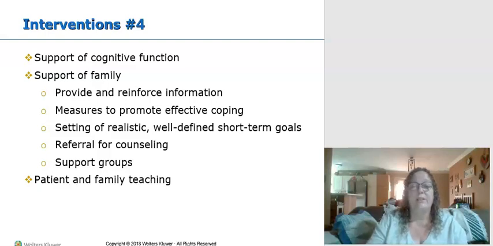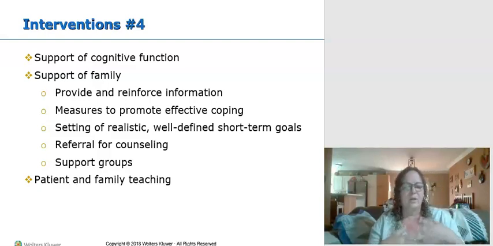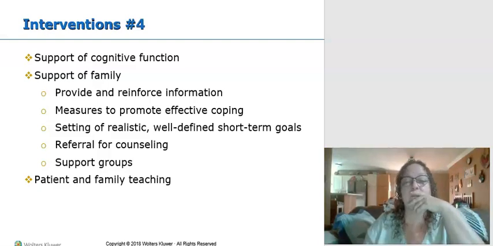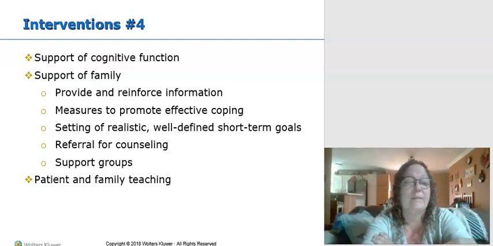So in patients who are having some cognitive difficulties, we want to support their cognitive function, reorient to reality, reorient to date and time and what's happening, be patient with repeated questioning, but note it, that sort of thing, right? Want to support the family to provide and reinforce information. Make sure that we're providing information about how to visit, that sort of stuff.